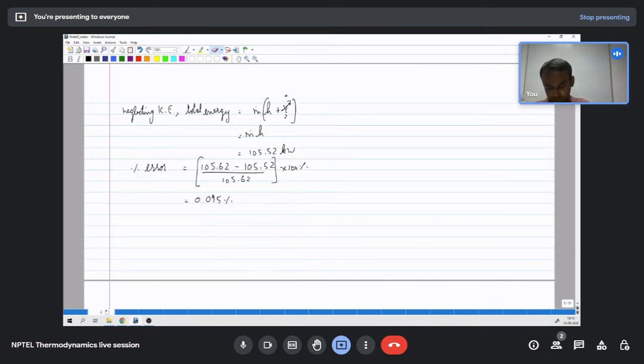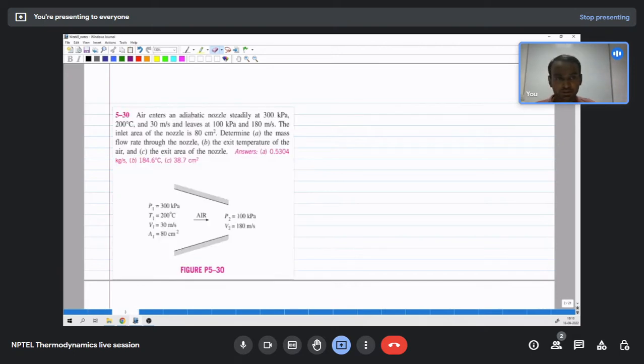So that is about this problem. Moving on to the next problem, we have air entering an adiabatic nozzle steadily at 300 kilopascal, 200 degrees Celsius and 30 meter per second, and it leaves at 100 kilopascal and 180 meter per second. The inlet area of the nozzle is 80 centimeter square.